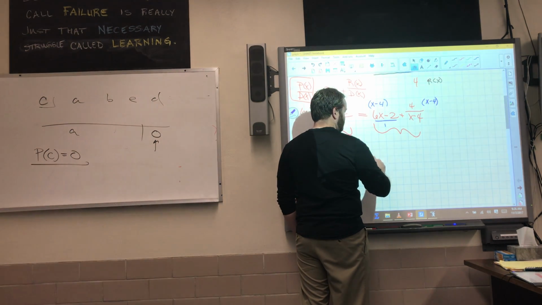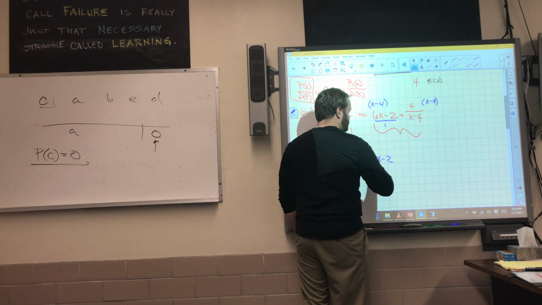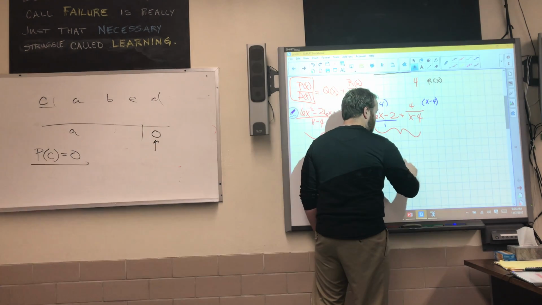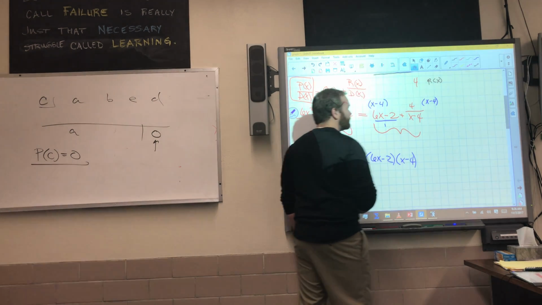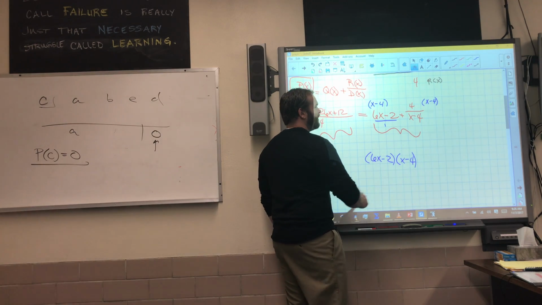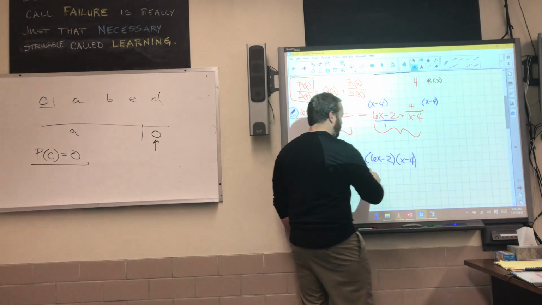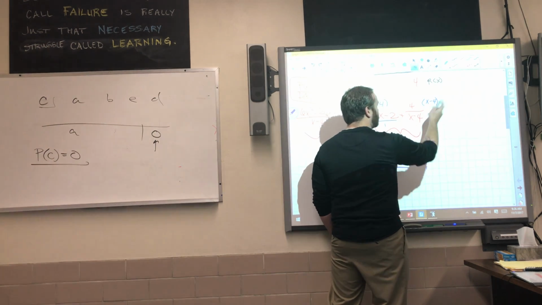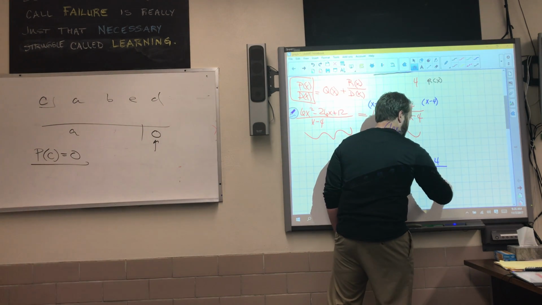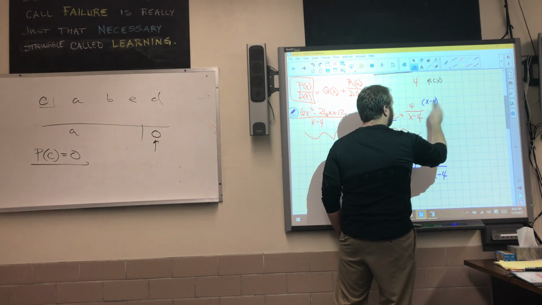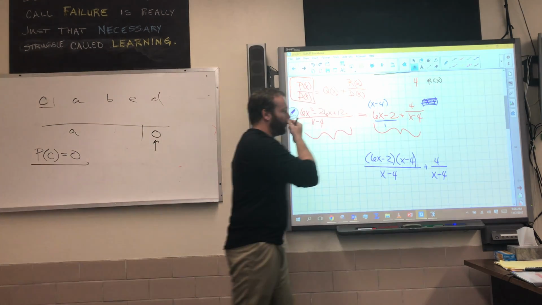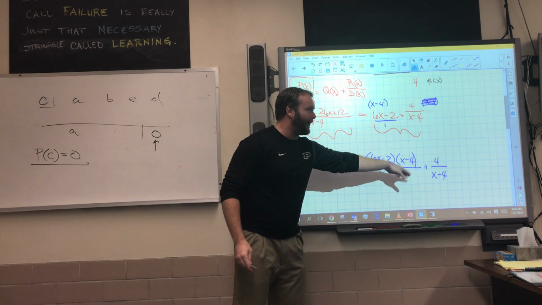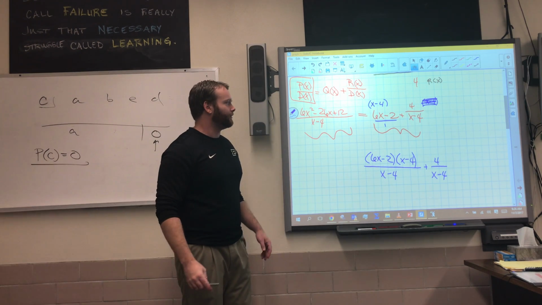So if I do that, I get 6x minus 2 times x minus 4, and that's going to be all over x minus 4. We maybe go the long way here. And then this thing over here is going to be 4 over x minus 4. But if I've got the denominators the same, what's that tell you about your numerators?